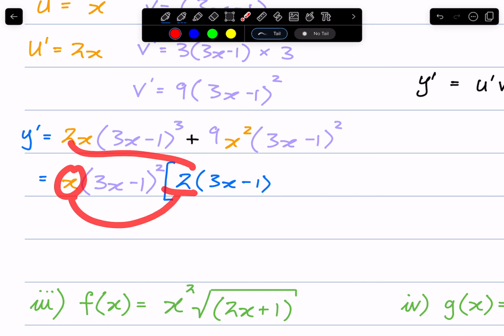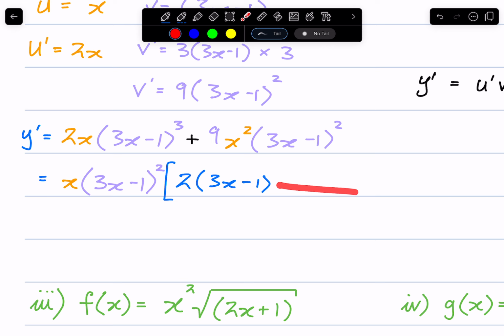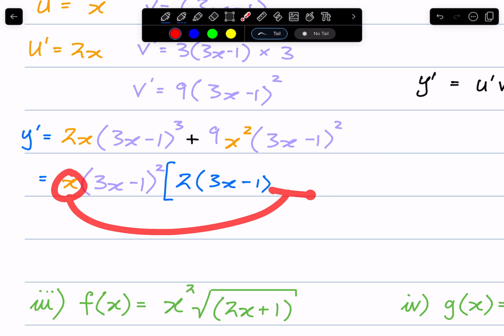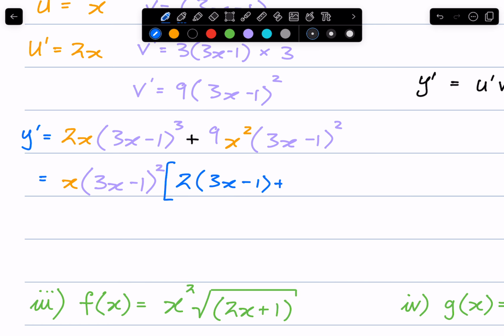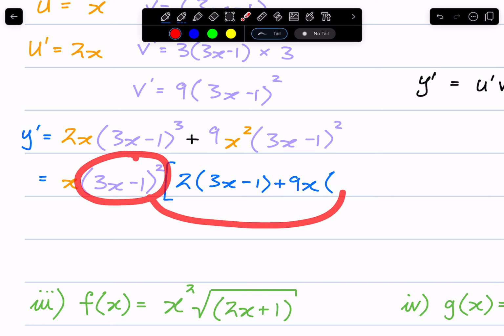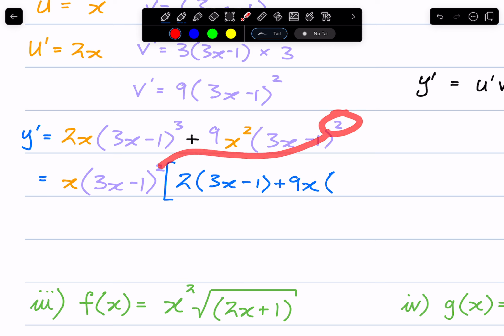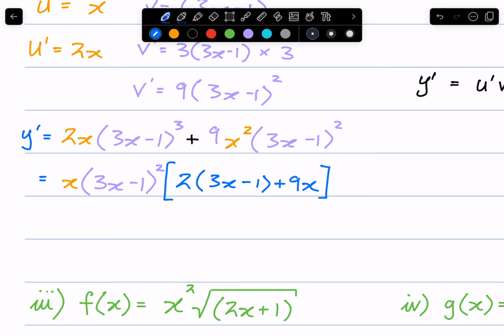X times 2, I get 2x. So I need to do the same thing for this next term. X times something gives me 9x squared. So this will give me 9x times, well, 3x minus 1 squared. If I multiply with anything, it gives me too much because this is already squared. So this is all I need for that second term. This second term remains the same, 3x minus 1.